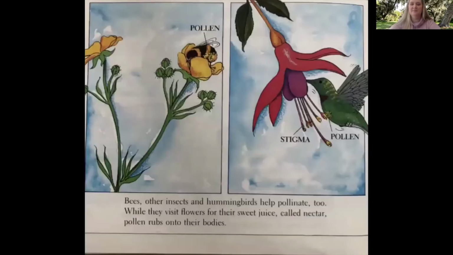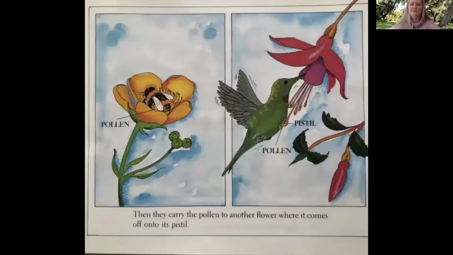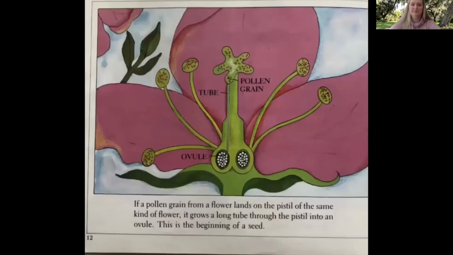Bees and other insects and hummingbirds help pollinate too. While they visit flowers for their sweet juice called nectar, pollen rubs onto their bodies. Then they carry the pollen to another flower where it comes off onto its pistil. If a pollen grain from a flower lands on the pistil of the same kind of flower, it grows a long tube through the pistil into an ovule. This is the beginning of a seed.